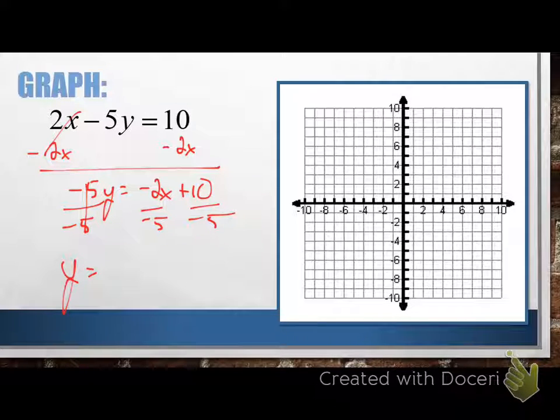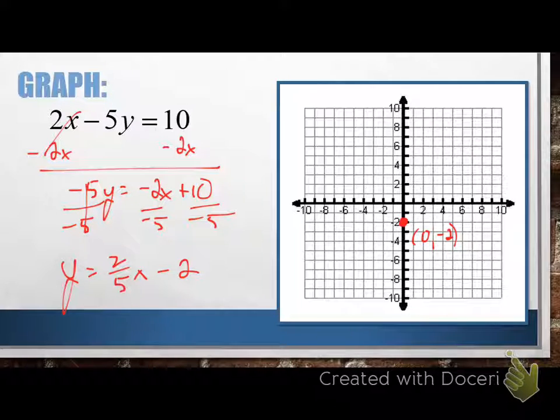Yeah, negative 2 divided by negative 5 is actually positive 2 over 5. 10 divided by negative 5 is negative 2. Now we have our linear function in slope-intercept form, and we go back to what we were doing before. Put our first point on the y-intercept at negative 2. So the coordinates for that y-intercept are 0, comma, negative 2.